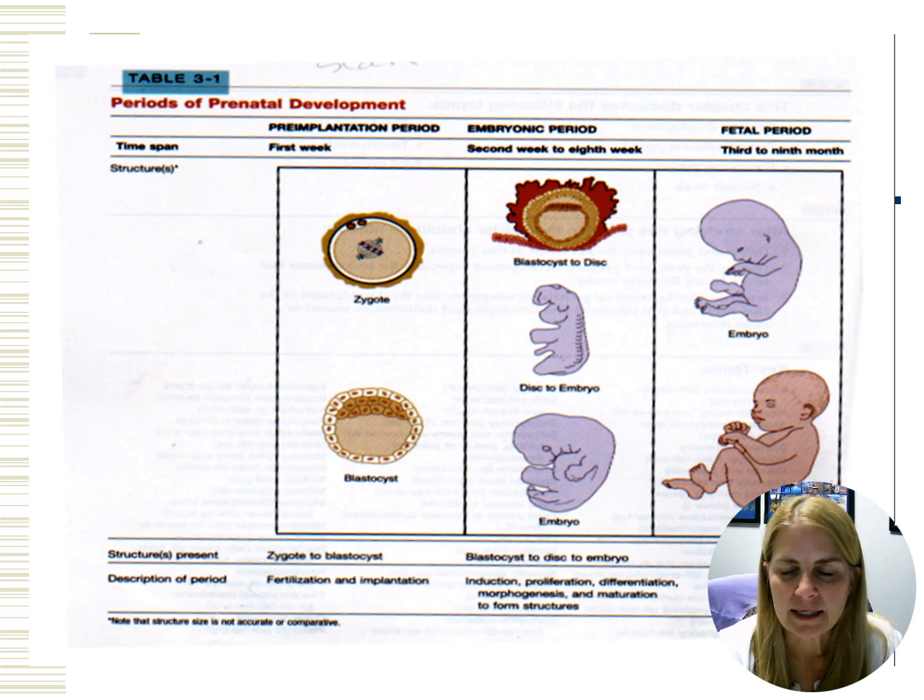During that second column, the 2nd through the 8th week, is the embryonic period. Different types of tissues are developing and organizing. During this embryonic time period, birth defects are the most common. And a lot of the birth defects, or congenital malformations, or even miscarriages occur during the embryonic period. Then from the 3rd to the 9th month, so the last 2 trimesters, is the fetal time period.